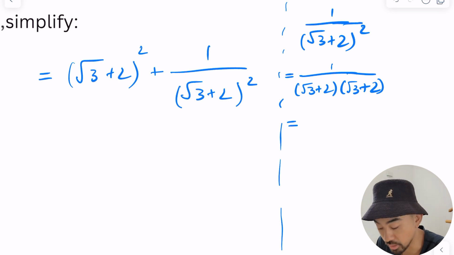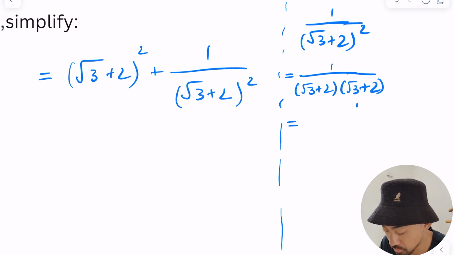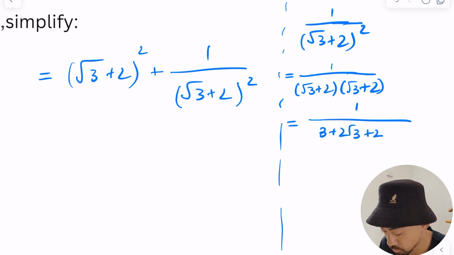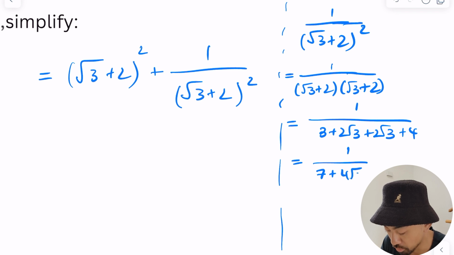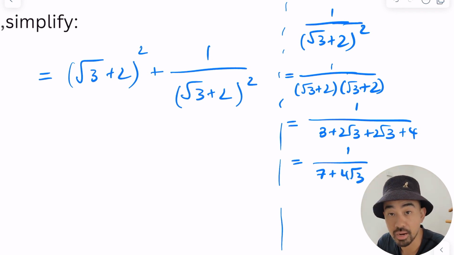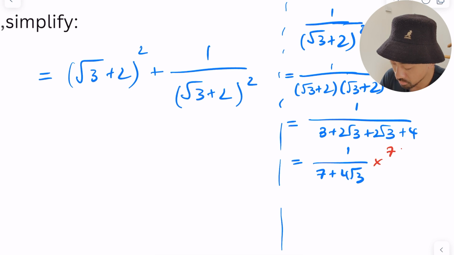So that's what the squared gives. Now I'm just going to expand it all in the denominator. Once you expand it out, just combine like terms. So that's 1 over 7 plus 4 root 3. And now I can do the rationalizing. So remember, multiplying by the conjugate. In this case, we've got 7 plus 4 root 3, so we're going to times it by 7 minus 4 root 3.